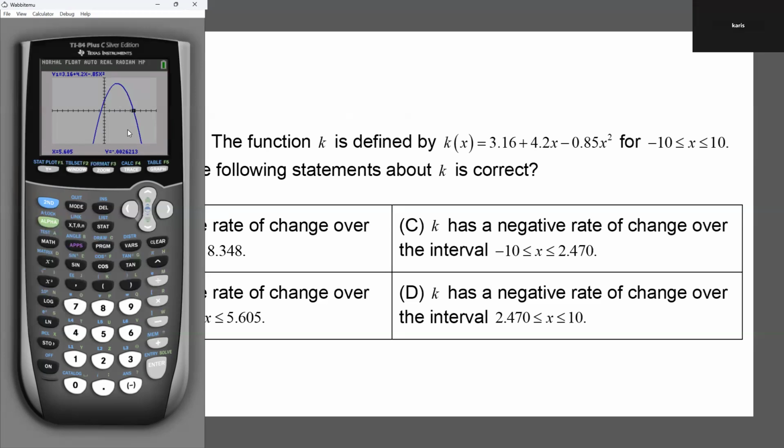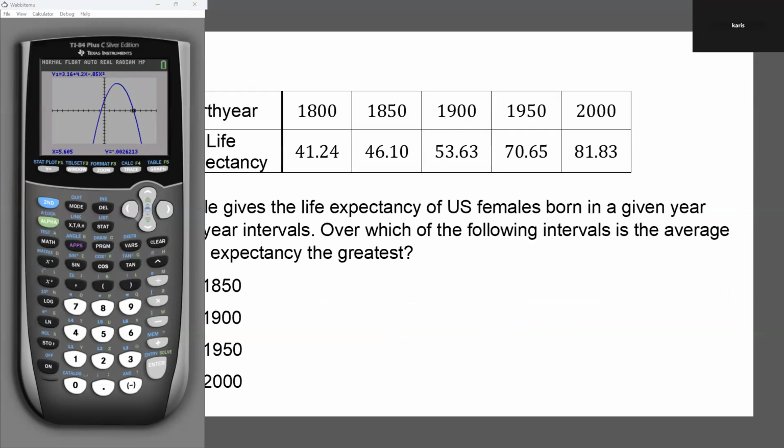So what does that lead to be our true statement? Say it again. D. D is our true statement. From our max to 10, what is it doing? Decreasing. So therefore it's a negative rate of change. Did we see that?